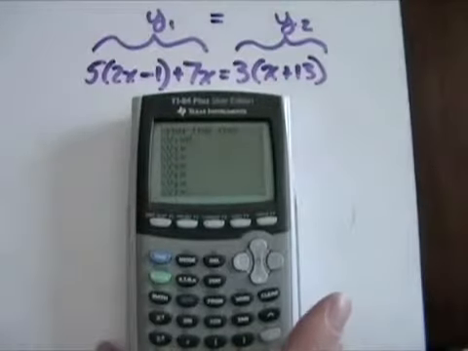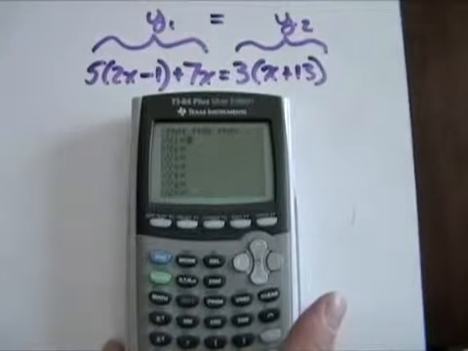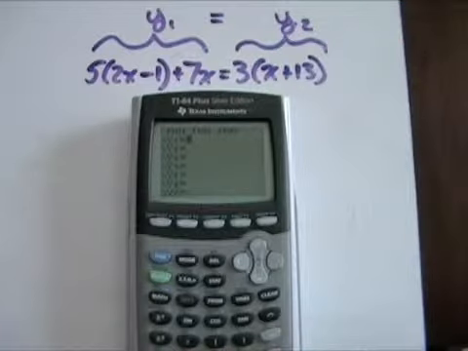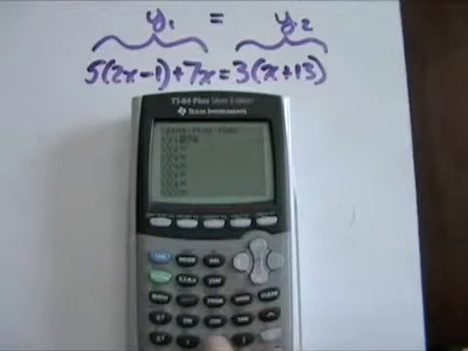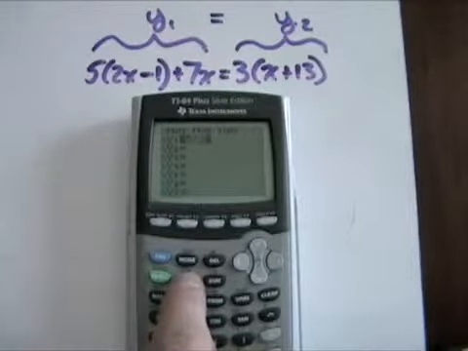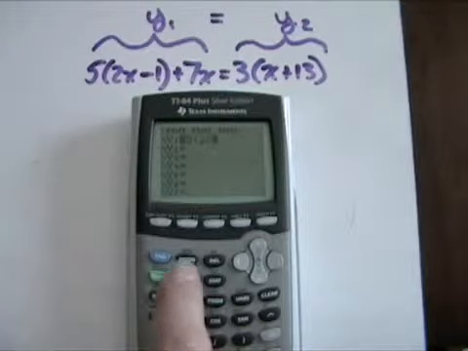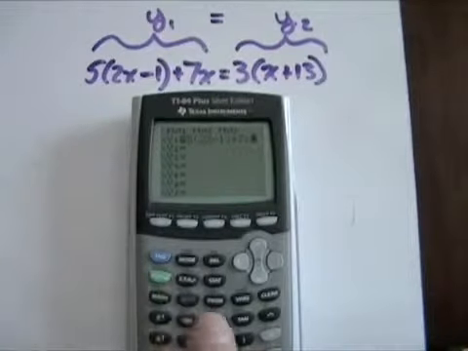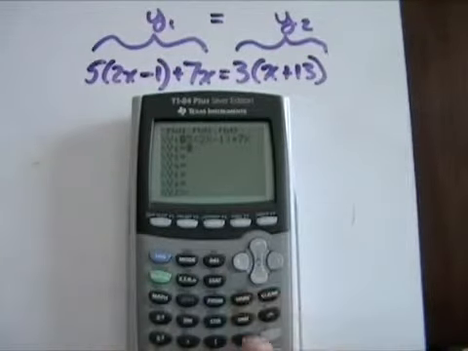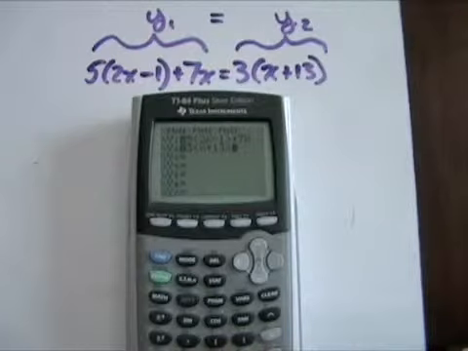So this is what we'll do. We'll put it in our graphing calculator just the way we see it. 5 parenthesis 2, x is right here, right underneath mode, x minus 1 parenthesis plus 7x, and below that is 3 parenthesis x plus 13 parenthesis.